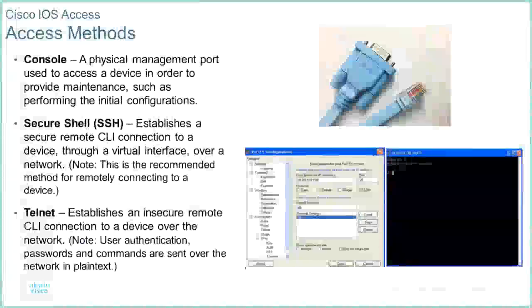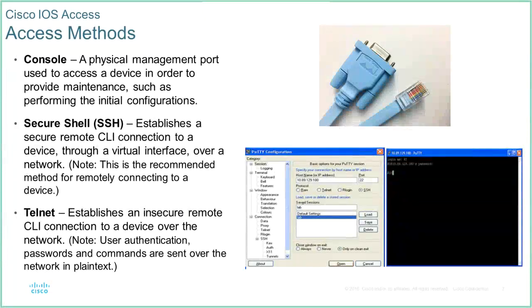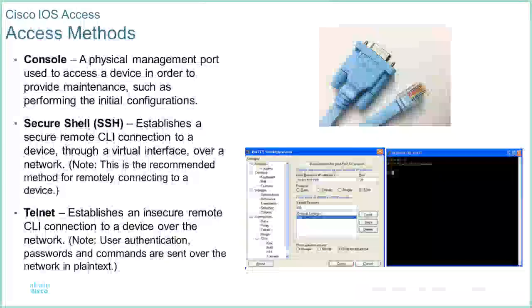So how do you access a Cisco device? Well, you've got three main options, which is really only two, we just say three because one's secure and one's not secure.